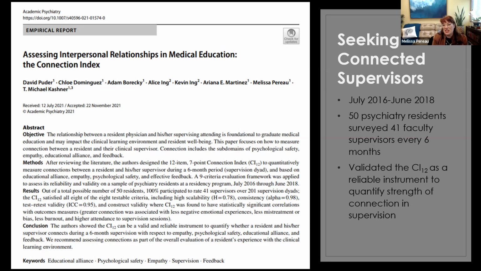How do we make this a safer environment? How do we address supervisors that the residents have concerns about? And so the hope in doing the Connection Index with our residents every 6 months was to see, can we identify supervisors that the residents are concerned about, and can we identify those that are doing phenomenal, and can we continue to improve how our supervision works on rotations, on call, and on one-on-one supervision.